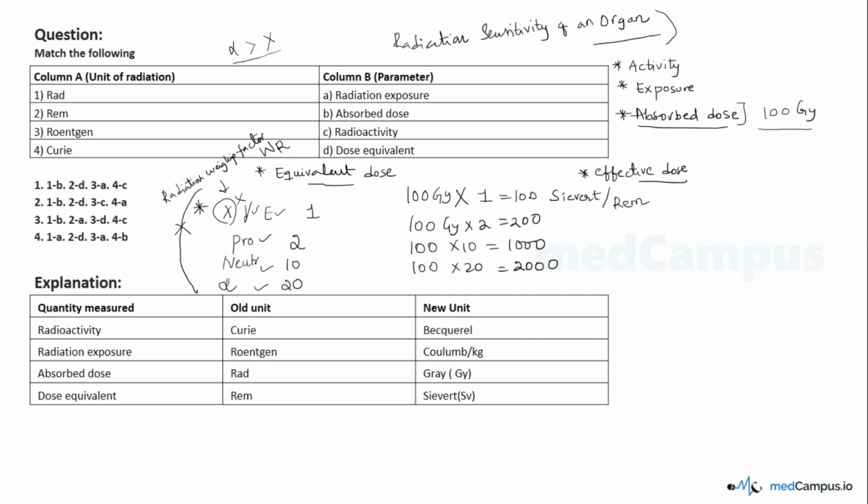So this is 100 Sievert for the first case, 200 Sievert for the proton case, 1000 Sievert for the neutron, and alpha radiation is dangerous. It is almost giving you an equivalent dose of 2000. So you are calculating a relative value. Now tell me, alpha radiation is more dangerous at the same exposed rate in comparison to the X-rays, right?